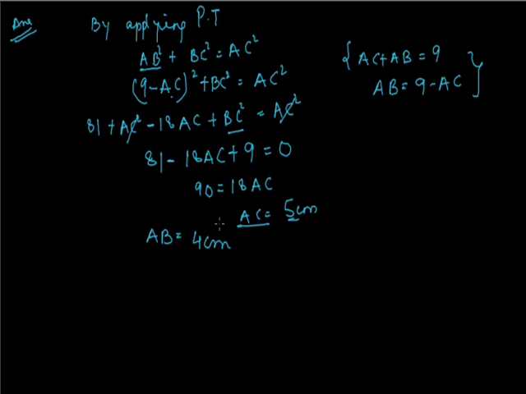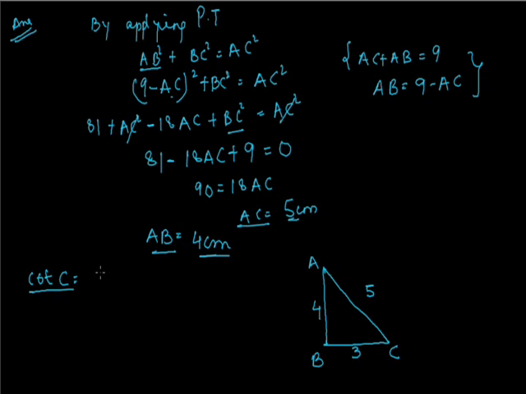Okay, so we have obtained all the three sides, that is AB is equal to 4 centimeter, AC is equal to 5 centimeter, and the remaining side is 3 centimeter. Now we have to calculate the value of cot C. I'll be drawing the diagram so that it will be more clear. This is A, this is B, and this is C. AC is 5 centimeter, this is 3 centimeter, and this is 4 centimeter. Cot C becomes base upon perpendicular. This is the theta as I have to calculate the cot C. So base becomes 3 and perpendicular becomes 4.